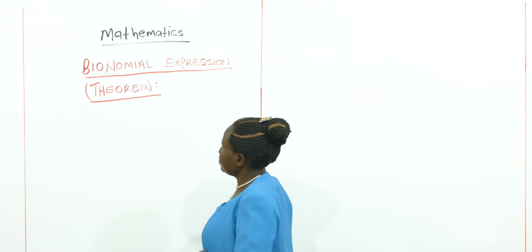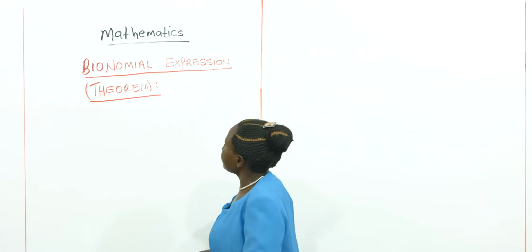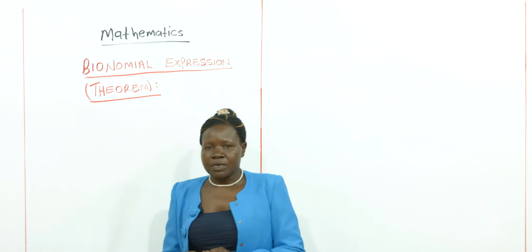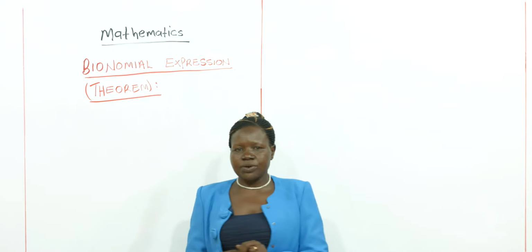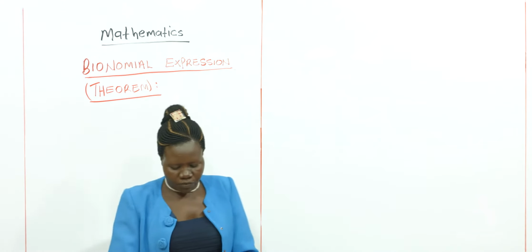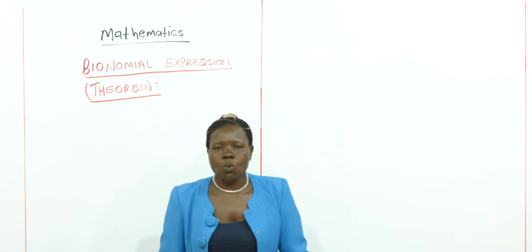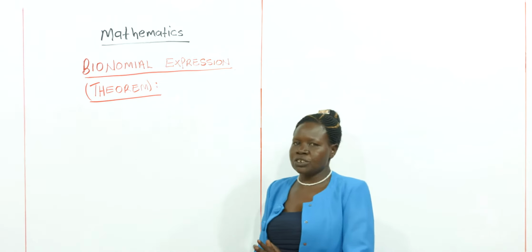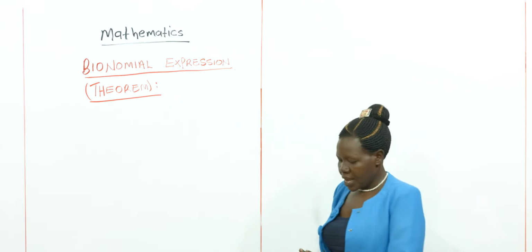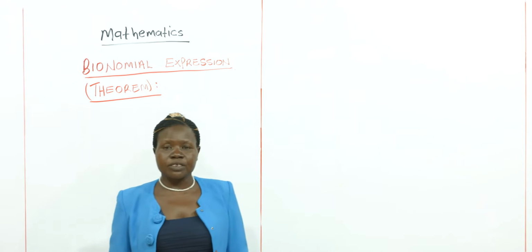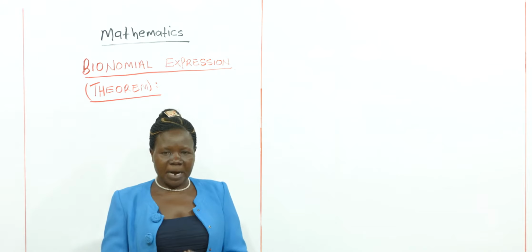So dear learners, we are still on the same part of algebra, and this part now we are on what we call the binomial expression. Sometimes we say binomial theorem. Theorem comes from the word theory. This is the branch of mathematics that deals with algebraic quantities which consist of two terms which are raised to a certain power.